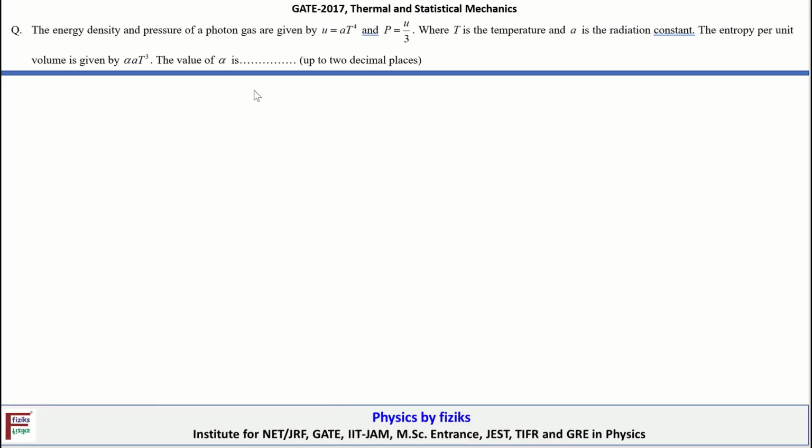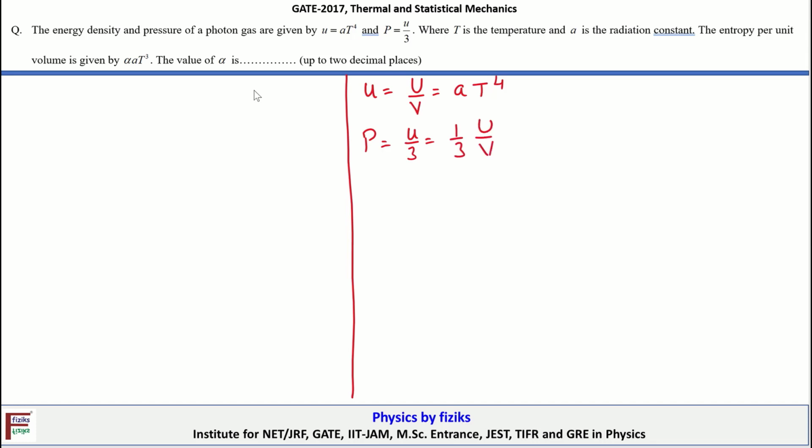So let's take a look at the next problem. The energy density and pressure of a photon gas are given by a relationship. Let's first write the expressions that are given to us. We are given the energy density, small u, equal to energy U by V, and this is given to be equal to a T power 4. Also we are given that the pressure is equal to small u divided by 3, and in terms of total energy, this can be rewritten as 1 by 3 times the energy density.